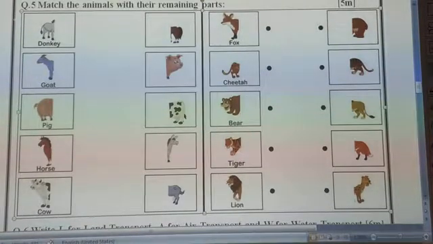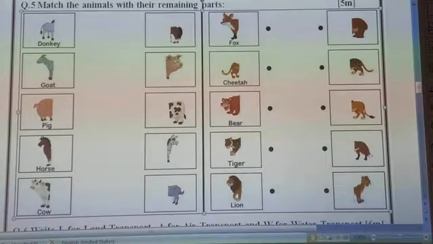Today we are going to learn practice paper for annual exam subject EVS. Question number 5. Match the animals with their remaining parts. Okay, so let's start. Here some animals are given half part and in the other line their remaining part is given. So we have to find half part and remaining part and then we have to match.